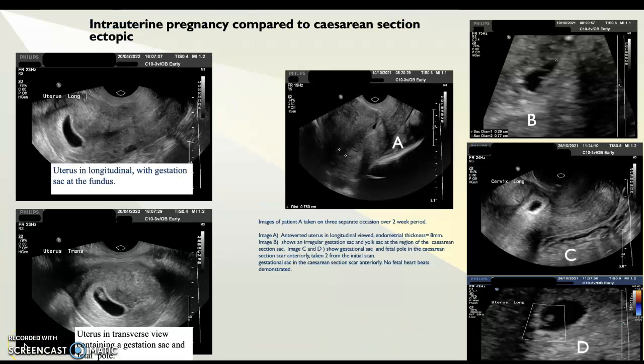When comparing images of patient A to that of a normal intrauterine pregnancy, we can see the major difference an ultrasound scan can show. On the first two images, we can see a normal intrauterine pregnancy in both planes. In comparison to patient A's images, we can see an empty uterus, clearly visible endometrium, empty cervical canal, and a gestation sac at the region of the caesarean section.